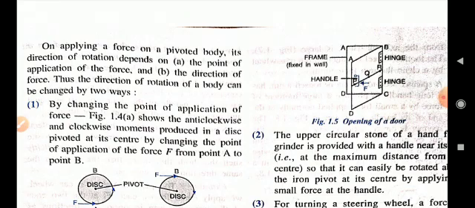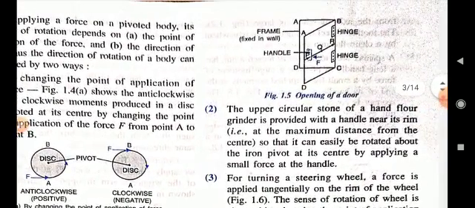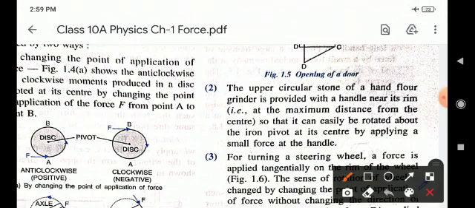Second point: the upper circular stone of a hand flour grinder is provided with a handle near its rim, so that it can be easily rotated about the iron pivot at its center by applying a small force at the handle.